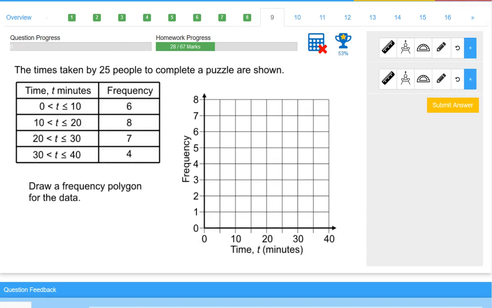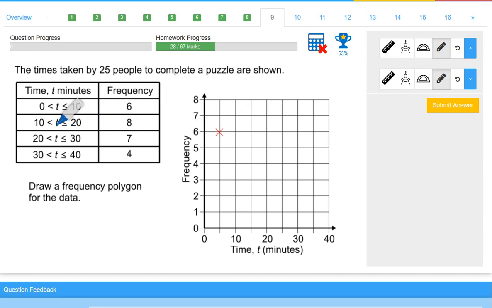Number 9. Now, the question has changed. It says, draw a frequency polygon for the data. This is similar to a frequency diagram, but it's a polygon. We're going to draw some x's instead of drawing bars. So if I have between 0 and 10 at 6, I'm going to look at 0 and 10 and find the halfway mark, which is 5. I'm going to go up the 5 till I get to a frequency of 6 and drop my x just there.